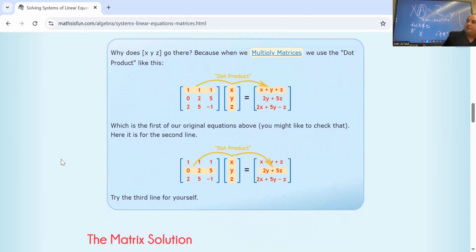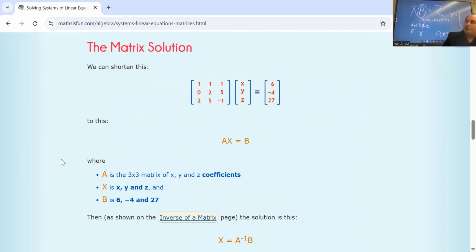And this shows the equivalence. If you multiply this by this, x plus y plus z, this was the first equation you saw, equal to the number 6, and so on. Now you can solve the equation. This is the matrix notation of this equation: A times x equals b. And then I want to solve for x. Now I want to know the value of x, y, z.